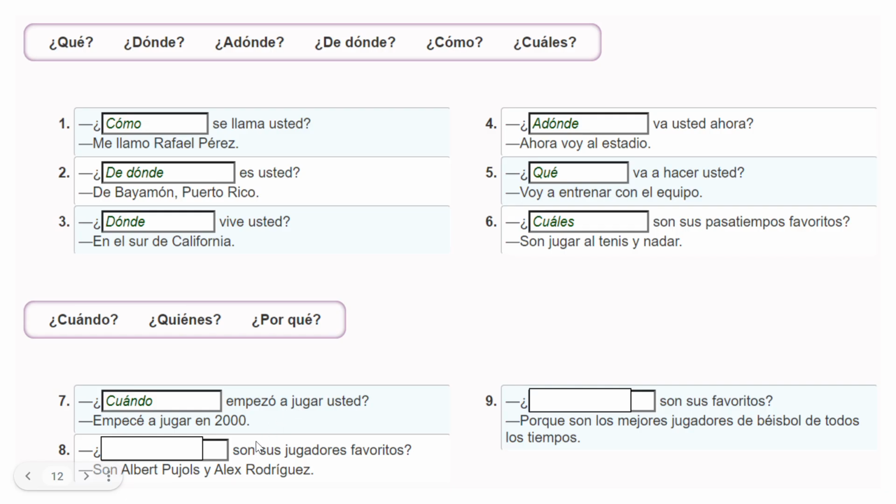Number 8, blank son sus jugadores favoritos. So who are your favorite players? And the names are given. ¿Quiénes? And this has to be plural because there's more than one. Blank son sus favoritos. Blank are your favorites. ¿Por qué? ¿Por qué means because. So if the answer has because, the question was why? Why are they your favorites? Because they are the best players of baseball of all time.